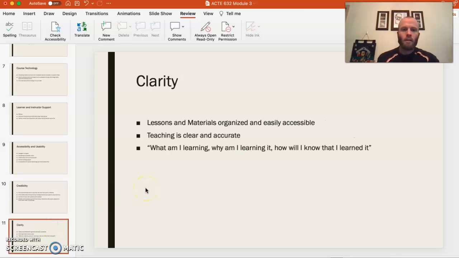And the other piece was clarity. My goal for this unit was to have everything accessible and organized and easily accessible. I want to make sure my teaching is clear and accurate. And one thing that stuck out to me from the playbook was this last thing I have here: What am I learning? Why am I learning it? And how will I know that I learned it?